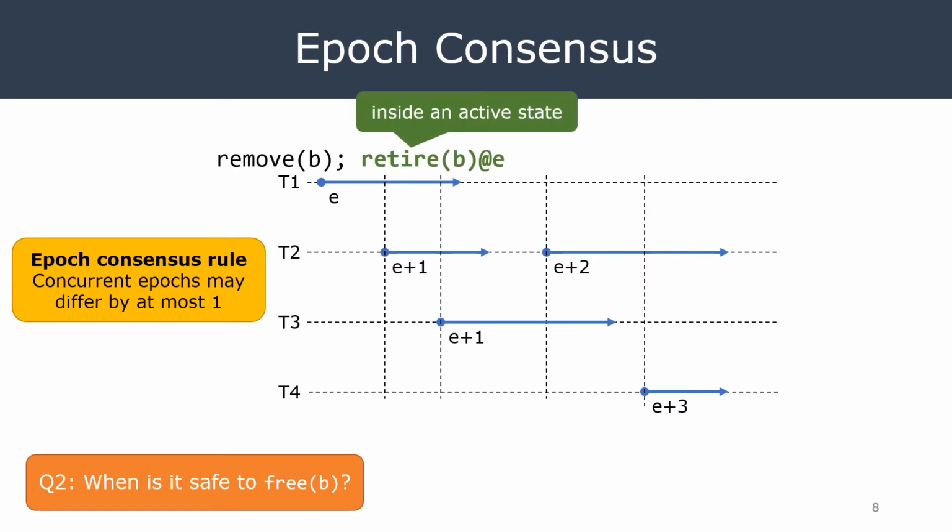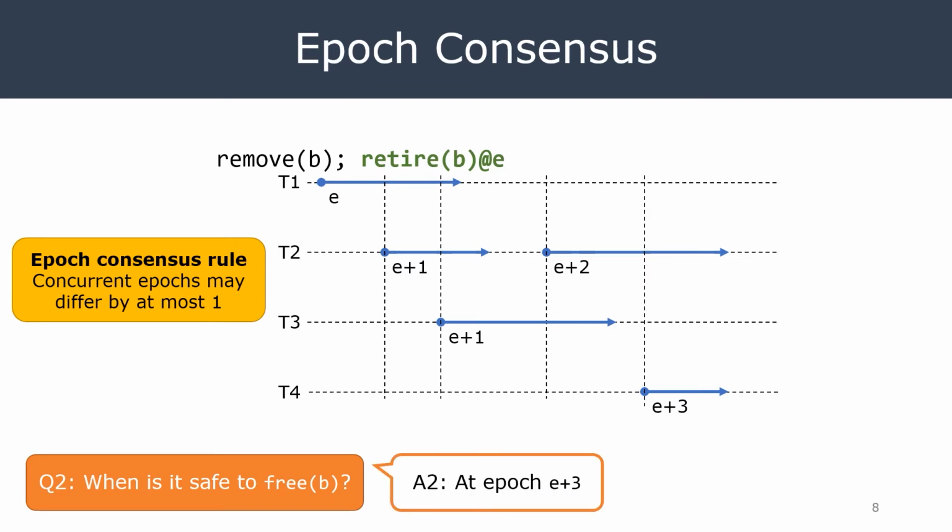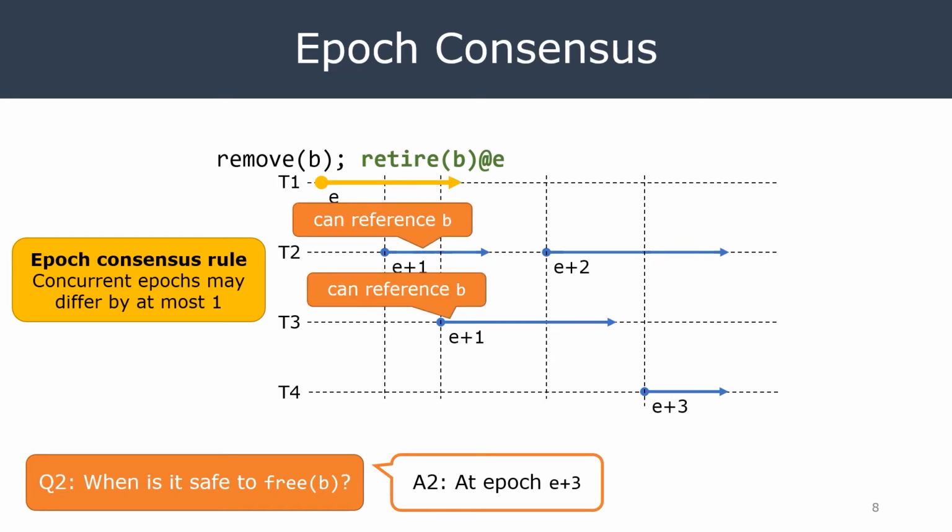Suppose T1 removes the block B and retires in epoch E. Then, the epoch consensus guarantees that B is safe to free at epoch E plus 3. To see why, let's consider which active states may hold a reference to block B. First, a thread in E plus 1 might have obtained a reference to B before B is removed. This is because there is no strict ordering between E and E plus 1. On the other hand, T2 at E plus 2 cannot hold a reference to B because epoch E strictly happens before epoch E plus 2.